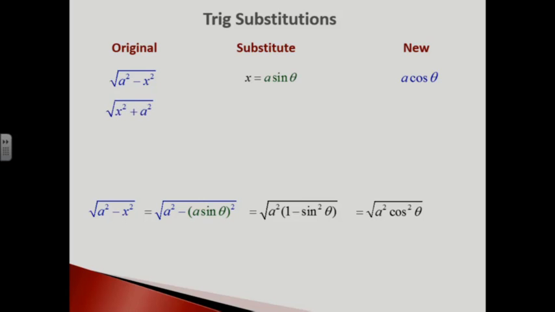For the function square root of x squared plus a squared, the substitution x equals a tangent of theta converts it into a sec theta. If the function has the form square root of x squared minus a squared, we set x equals a sec theta to convert it into a tangent of theta. For these substitutions, we require that theta is between 0 and pi over 2.